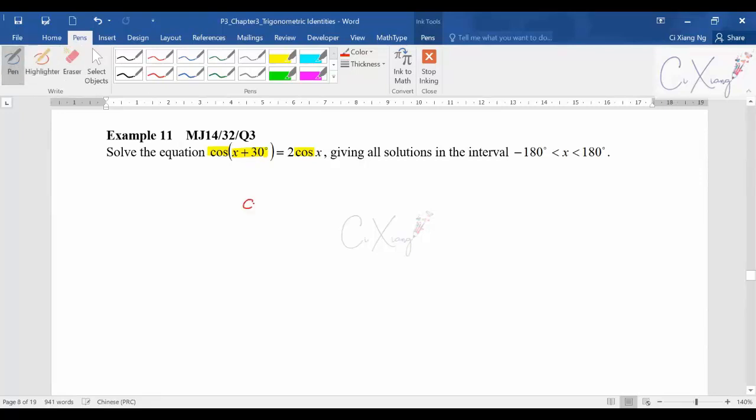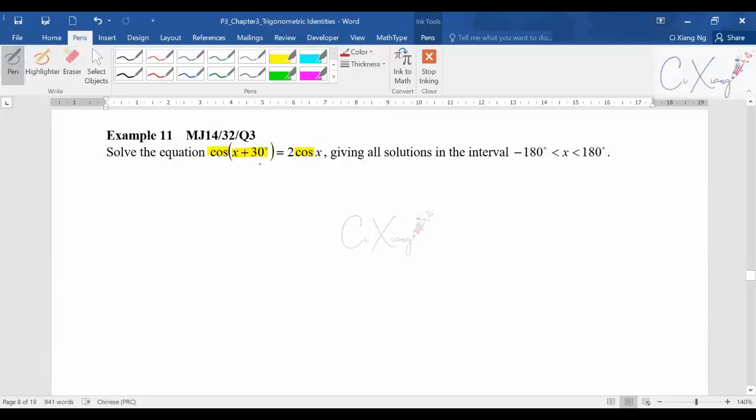If they give you something like cos(x plus 30) equals negative 1 over 4, then you can straight away solve it. But now we are having two cosines: one is cos(x plus 30), another one is 2 cos x. So you cannot solve the equation straight away like this. What you need to do now is expand the compound angle here, and after that we check and see which method is suitable for us to solve the equation.